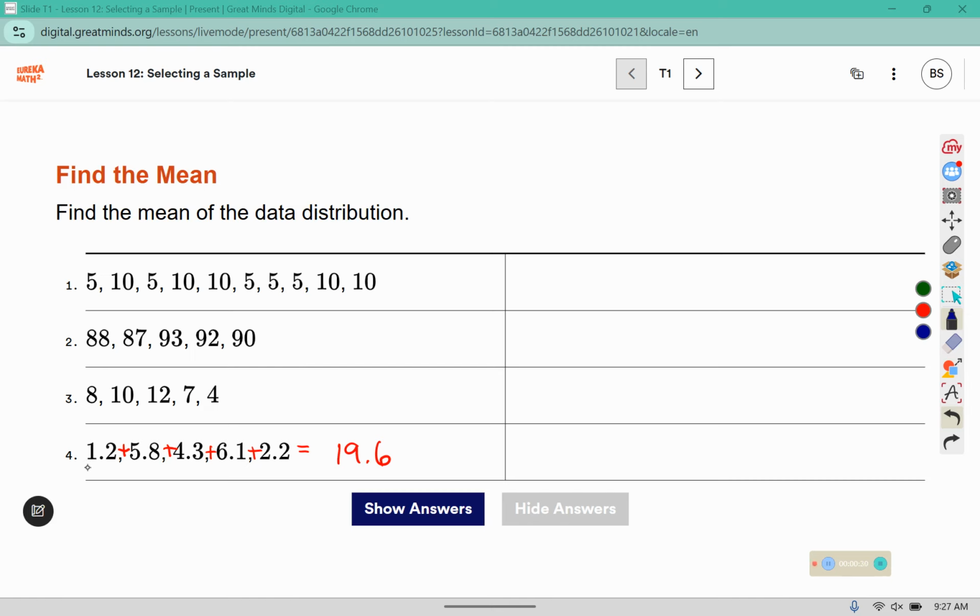Then you divide by how many data values there were. And in this case, there were 5. Which gives us a mean of 3.92. So again, add all the values together and divide by how many values there are.